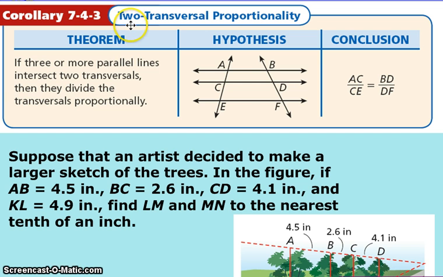Alright, next one says the transversal proportionality. It says if three or more lines intersect two transversals, such as this, we got three lines, these are the two transversals, then they divide the transversals proportionally, which would mean that AC is to CE as BD is to DF.